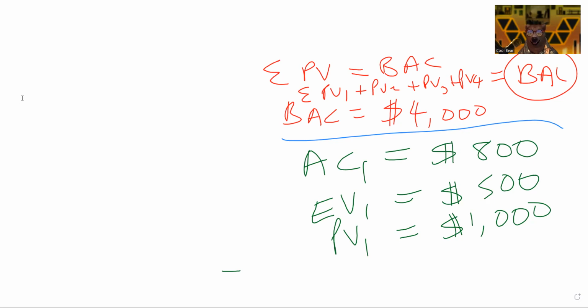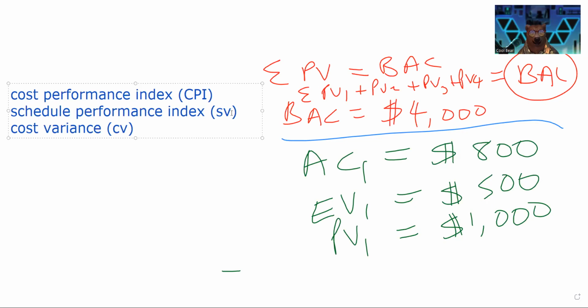It looks something like this. Cost Performance Index, CPI, Schedule Performance Index, SPI, Cost Variance, CV, and lastly, Schedule Variance, SV.